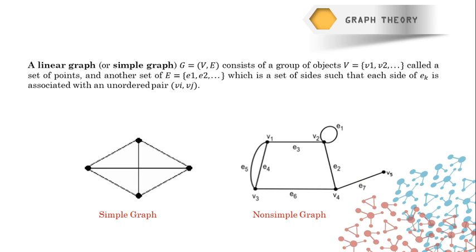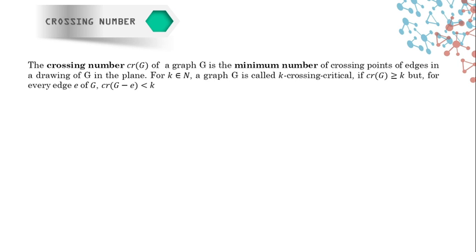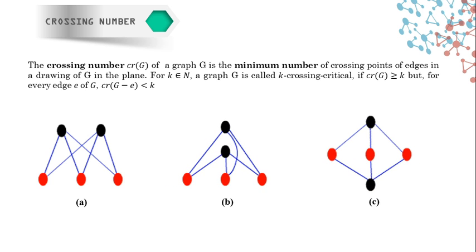A linear graph or simple graph consists of a group of objects V, called a set of points, and another set E, which is a set of sides. Crossing number. The crossing number CR(G) of graph G is the minimum number of crossing points of edges in a drawing of G in the plane.